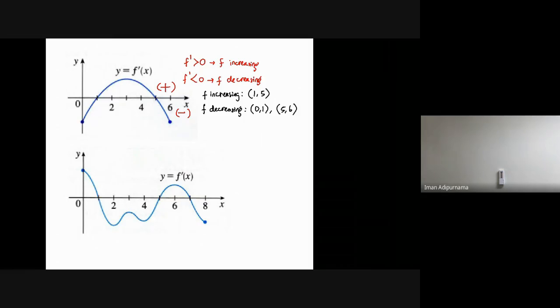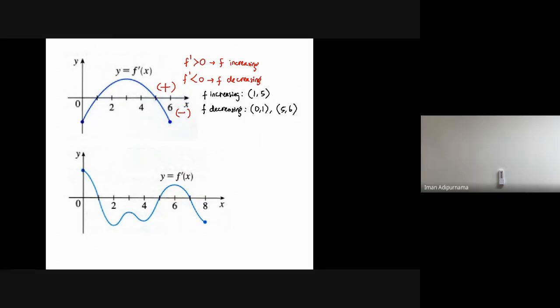To write increasing, decreasing, I'm suggesting just using open brackets. Do not use the closed bracket because we don't really know what the function is at the endpoints, right? Just to make sure. Because it's asking just for the region where the function is increasing or decreasing. Okay, that's increasing, decreasing. And how about max and min?